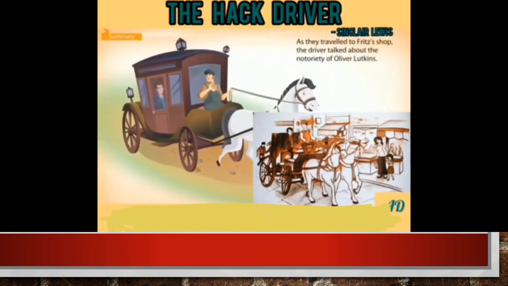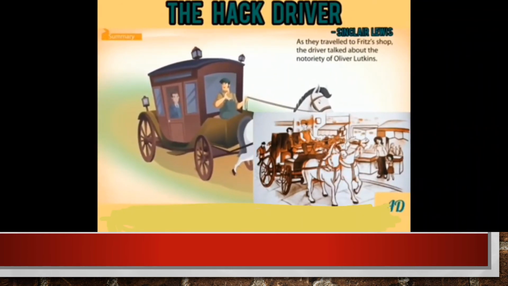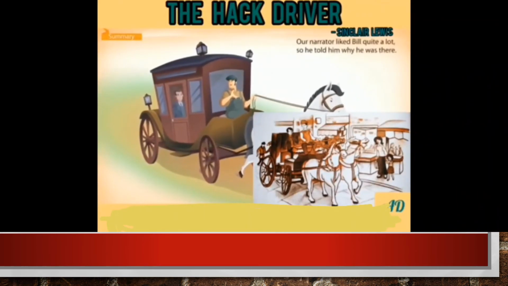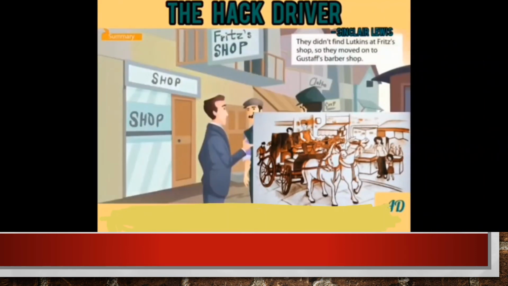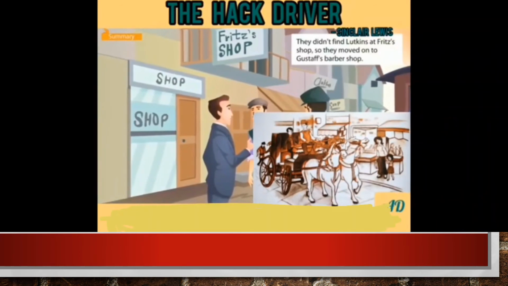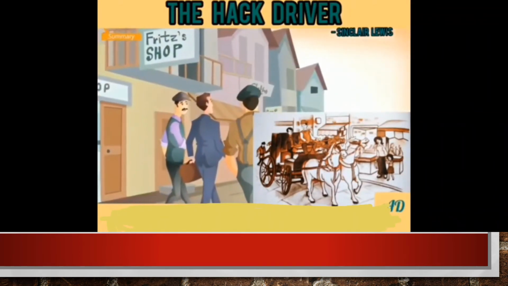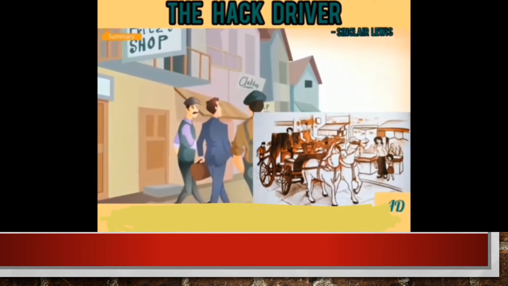As they travelled to Fritz's shop, the driver talked about the notoriety of Oliver Lutkins. Apparently, Lutkins owed everybody in town some money. Here, we learn the hack driver's name, Bill. Our narrator liked Bill quite a lot, so he told him why he was there. They didn't find Lutkins at Fritz's shop, so they moved on to Gustav's barber shop. From then, they walked down the main street to Gray's barber shop and the pool room.